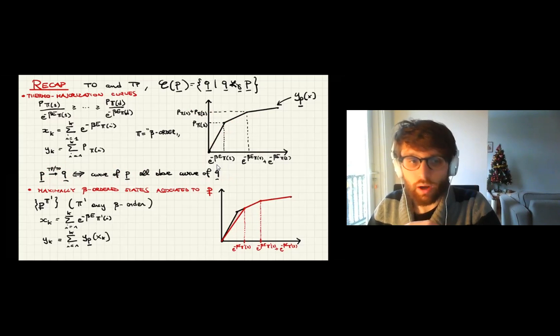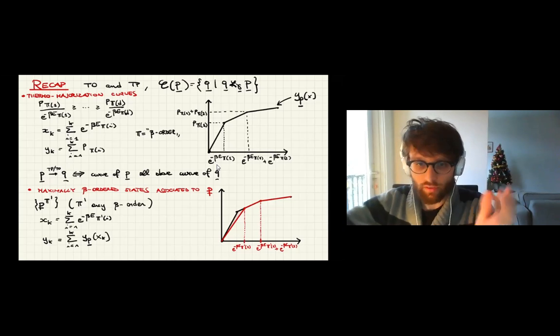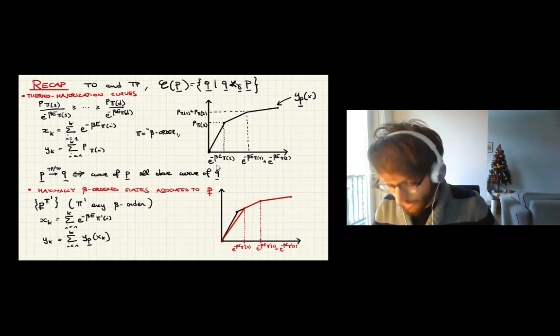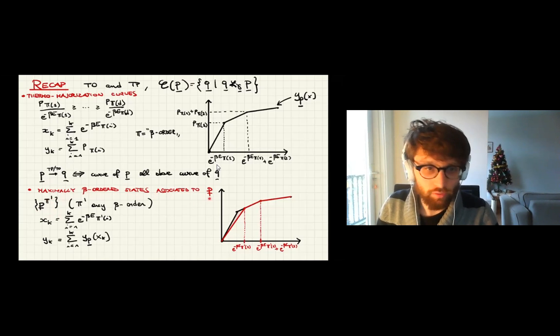And then we saw also how we can construct the whole set of all possible Qs that you can reach. To do that, you need to find some special states, which are the vertices of this thermal cone, the set of all possible states that you can reach. And to do it, you need to construct these probabilities P of pi prime, which are called the maximally beta-ordered states associated to P.